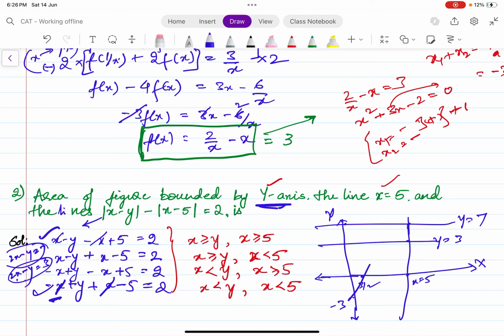Correct? So this is something like this curve. So we don't know where it is intersecting. So let us check that. Where does this equation intersect the y equal to 3 line? Y equal to 3, you will get x value is also equal to 3.